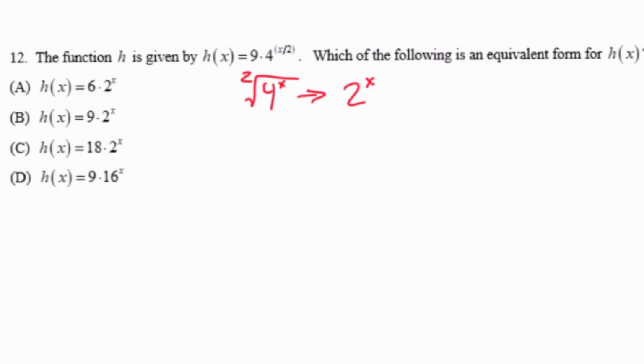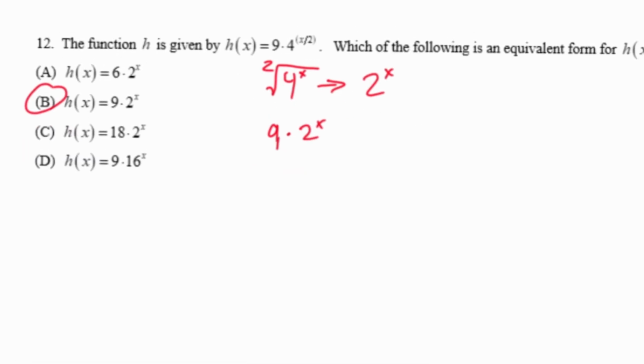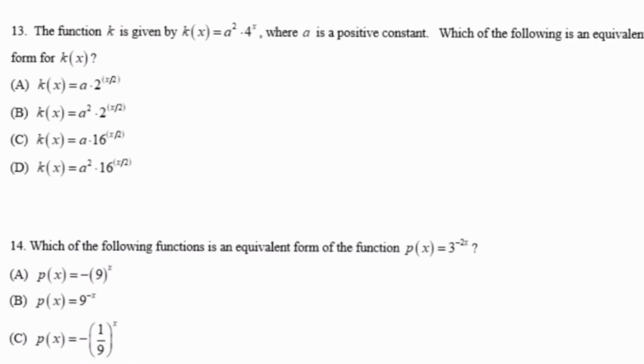And so now it's 9 times 2x. And that should be our answer, so that's equivalent to... not h, b, my bad. We know it can't be a because we're not doing anything with the outside number. It can't be c either because that says 18.